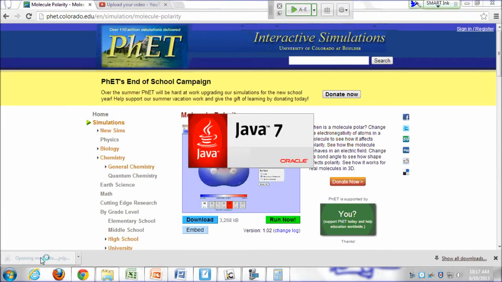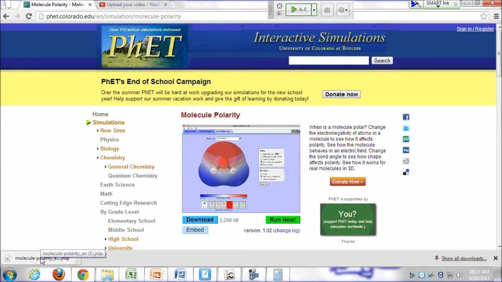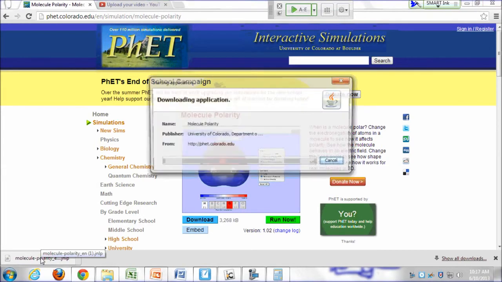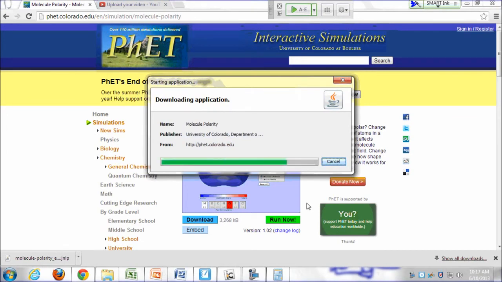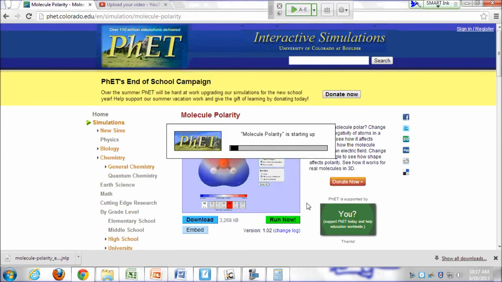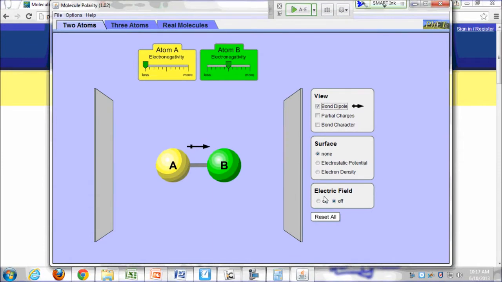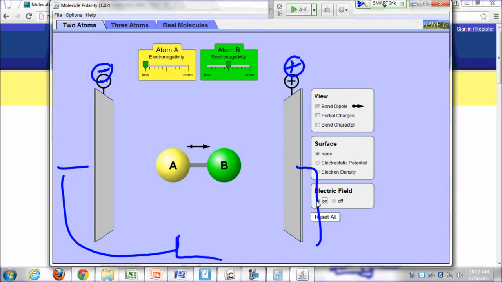you'll see, okay. So if I turn on my electric field, I'm basically putting a charge. So this is now positive, this is now negative. Okay, so I'm hooking that up to a battery. And this is the positive end of the battery right here. Okay. And if I put a polar molecule in between those two charged plates, what happens is this.